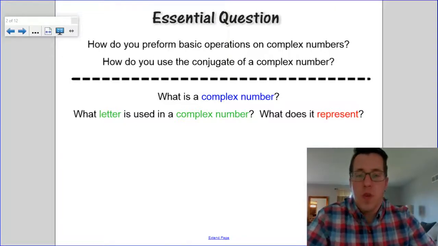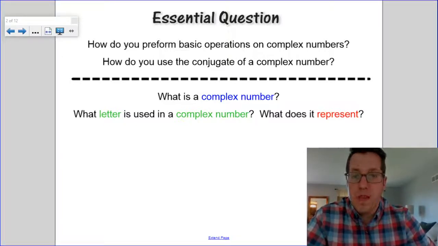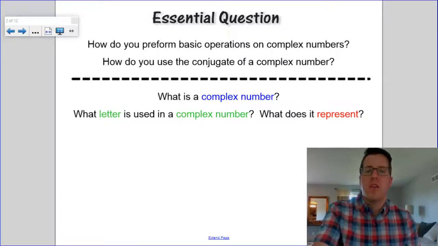So we're looking at two essential questions today. How do you perform basic operations on complex numbers? And how do you use the conjugate of a complex number? So what is a complex number?